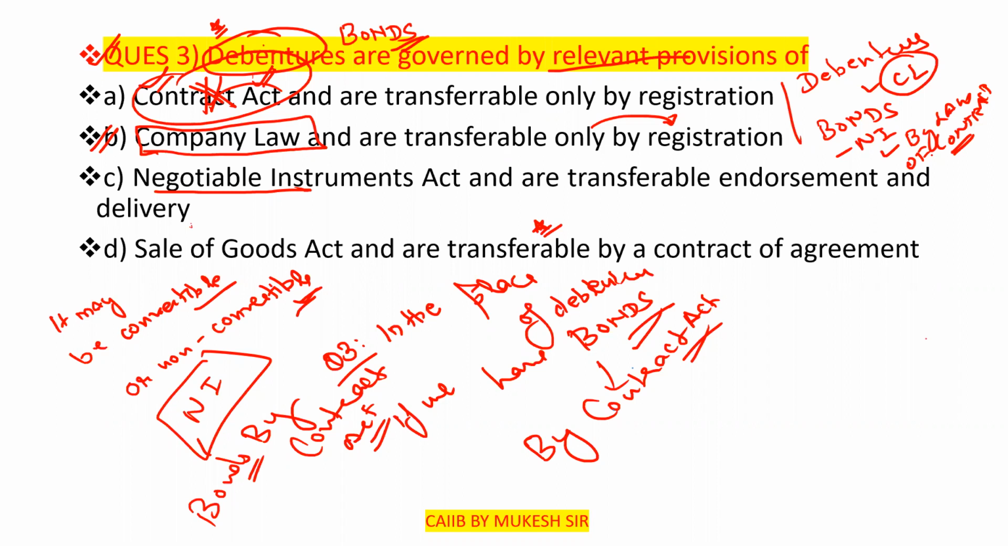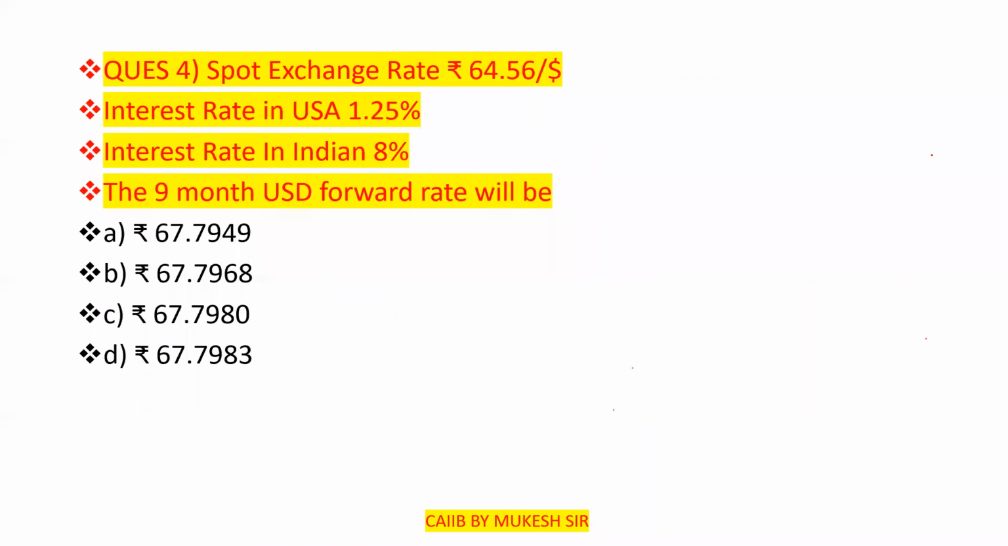In the examination, sometimes you will find these types of questions in the form of 1, 2, 3, 4, where they will ask which one is correct and which one is not correct. Now move to the next question, question number 4.